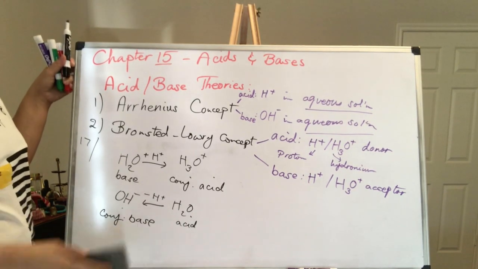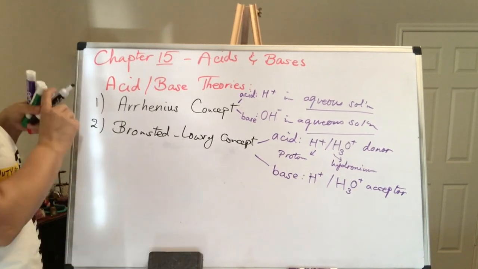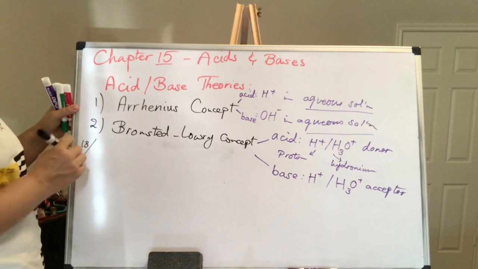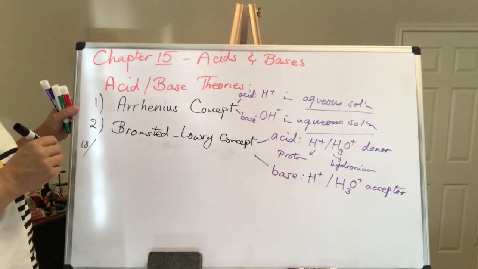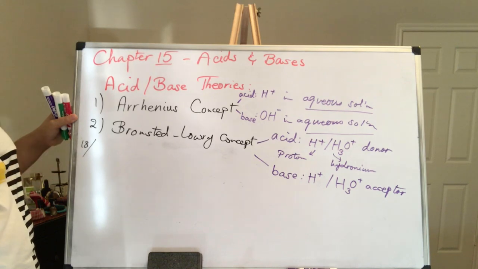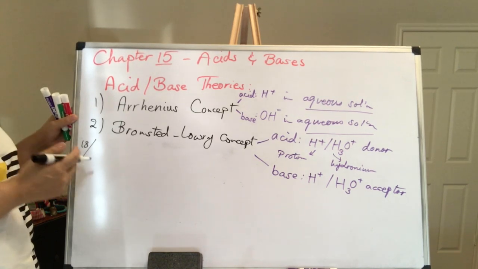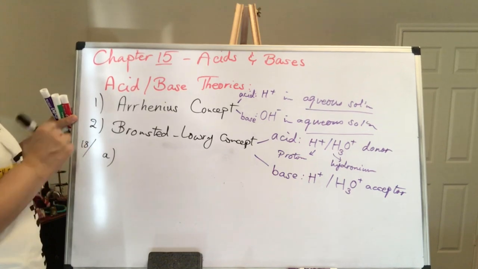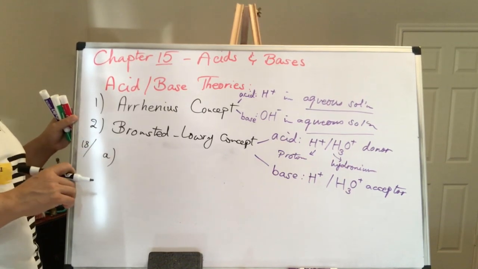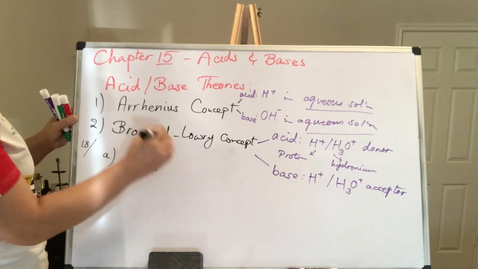But we can work on slide number 17 also. That's a good question. Label each species as an acid or base and then identify the conjugate acid-base pairs. I will do A for you, and then as practice, you do B for yourself at home. If you have any questions, let me know.